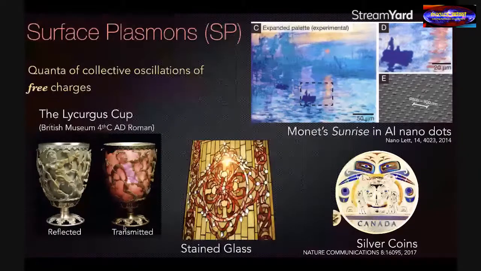The colors all arise from metal nanoparticles. The Lycurgus cup is known to have gold nanoparticles and silver nanoparticles. Monet's Sunrise is composed of aluminium nanoparticles. The stained glass is again composed of gold and silver nanoparticles of various shapes and sizes. And the same for the silver coins, which have silver nanoparticles on the surface of the coin of various sizes and shapes. And you can see that they have the entire spectrum of colors covered.